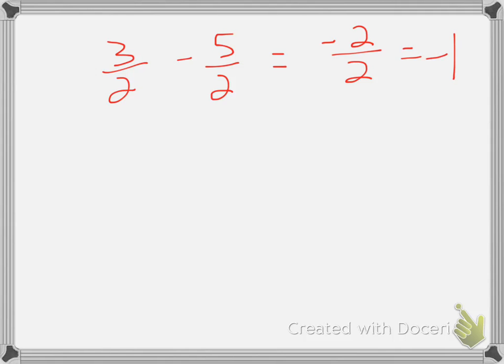Now I like to write my fractions on the side as my scratch work. 3/2 minus 5/2. Be sure you have the same denominator before you do the addition or subtraction. In this case, I already do. 3 minus 5 will give me negative 2. Negative 2 over 2 is a negative 1. So I will end up with an exponent of negative 1.